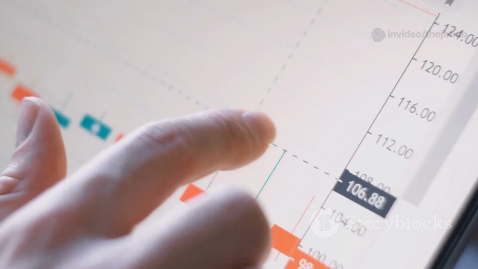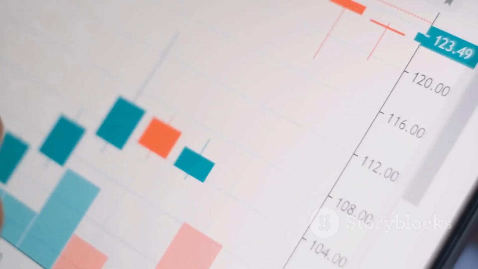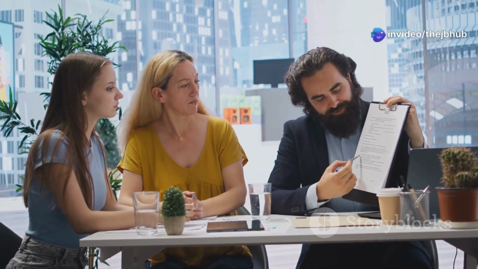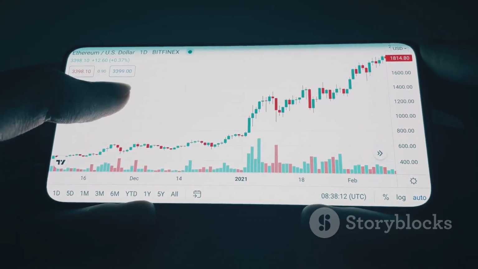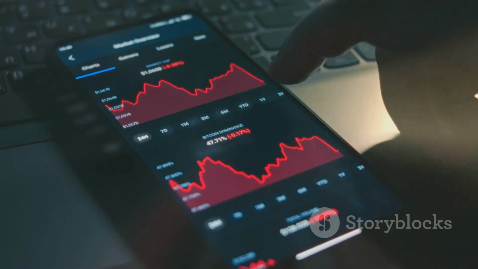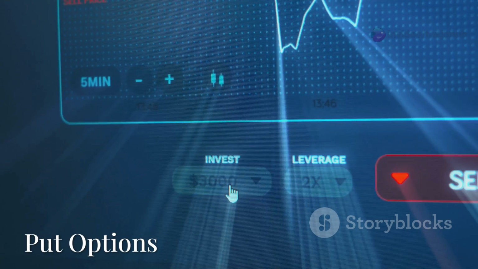In other words, a call buyer can call the security away from the writer at a fixed price. The writer of the call has the corresponding obligation to sell the security at the fixed price if the owner exercises the contract. Buyers of calls are bullish. They want the underlying asset to rise. Sellers of calls are bearish. They want the underlying asset to fall.